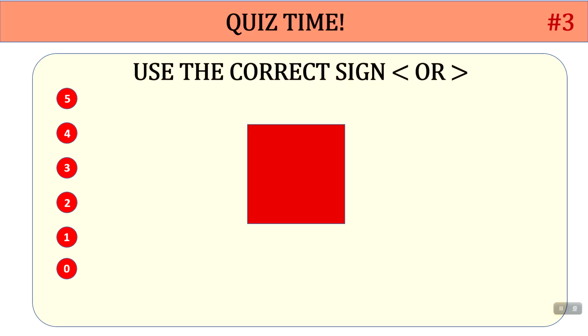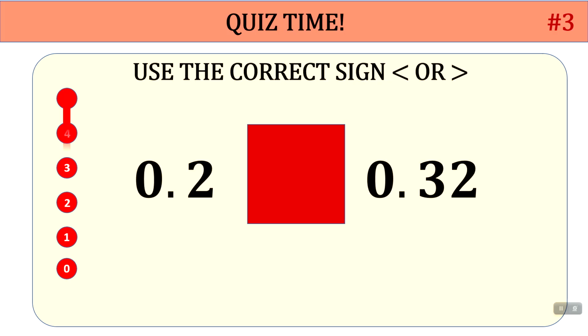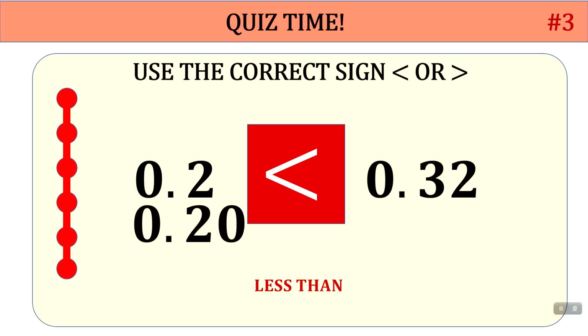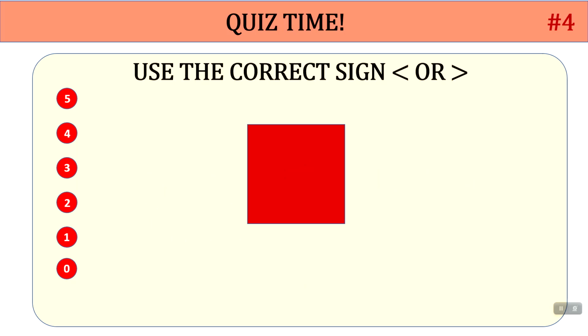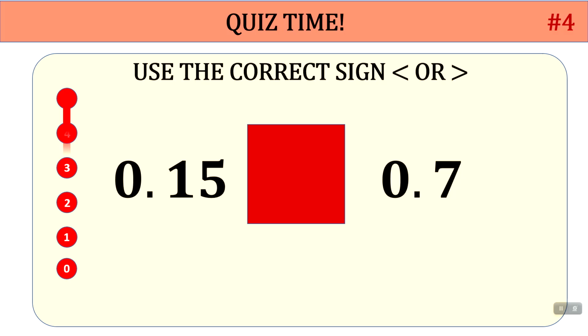Now use the correct symbol for less than or greater than. 0.2 and 0.32. Time's up. 0.2 is less than 0.32. If we rewrote 0.2, we would have 0.20, which is 20 hundredths, compared to 32 hundredths, and 20 hundredths is less than 32 hundredths. Number 4, 0.15 and 0.7.